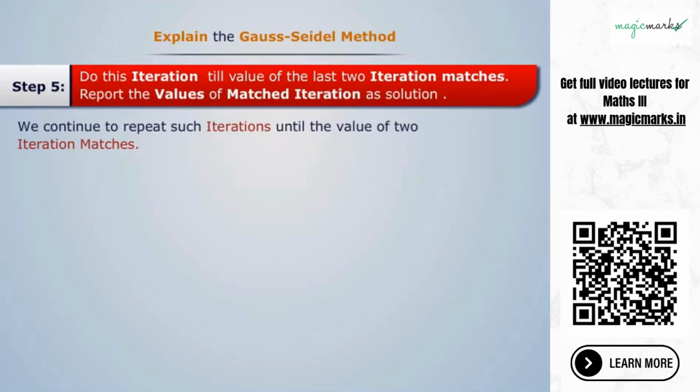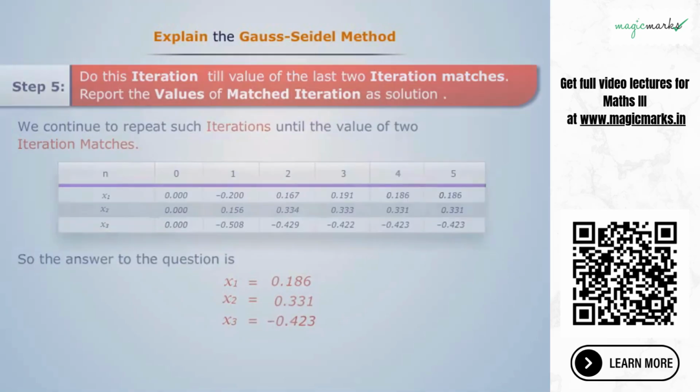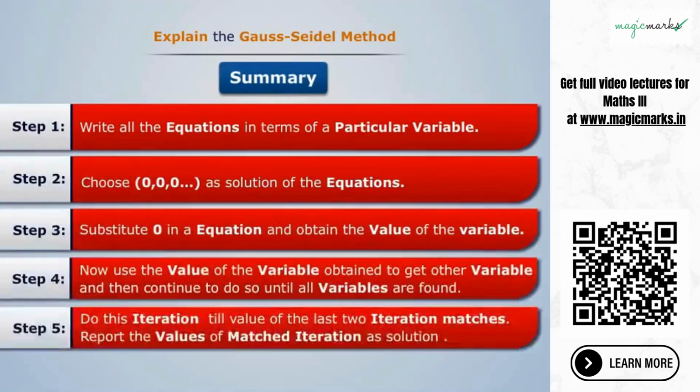The values obtained in each iteration can be summarized in a table as: we see the values of the 4th and 5th iterations match. So the answer to the question is: let's now summarize all the steps for finding the solution.